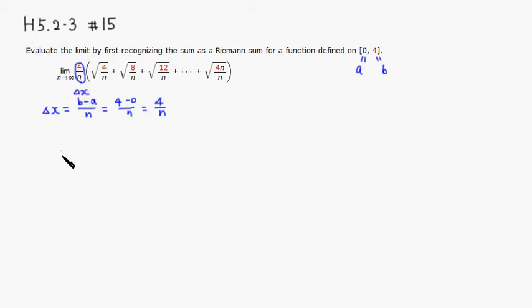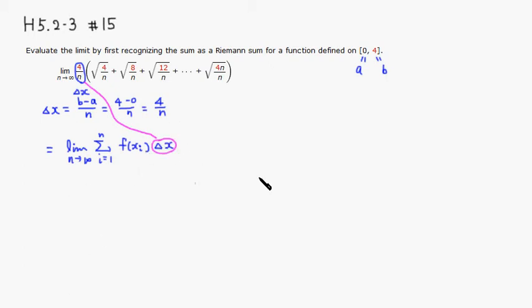So let's compare this with the limit as n approaches infinity of the summation, i goes from 1 to n, of f of x_i delta x. So it seems like this matches with delta x right here.